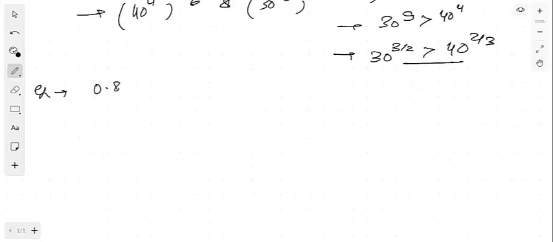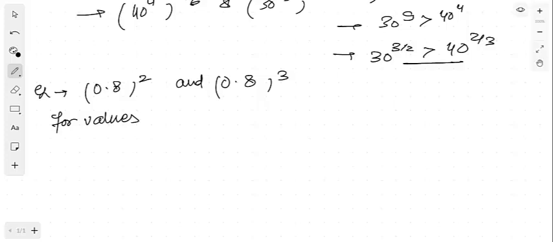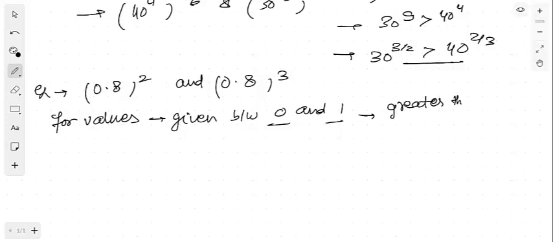Okay, now let us take one more question on this. If it is given like 0.8 to the power 2 and 0.8 to the power 3, and you have to compare which one is greater. So for values given between 0 and 1, okay, for all the values which are between 0 and 1, the short trick is: greater the power, lesser the value.